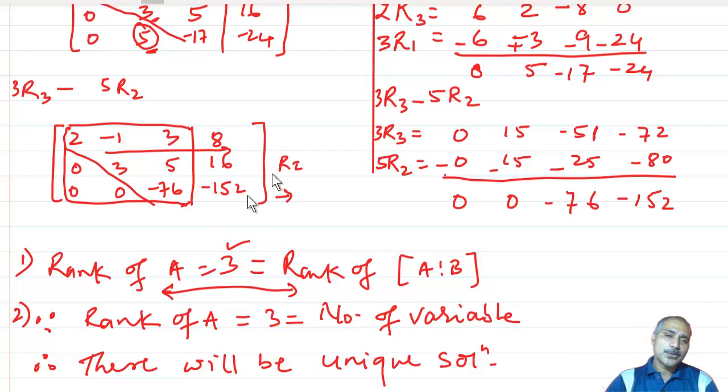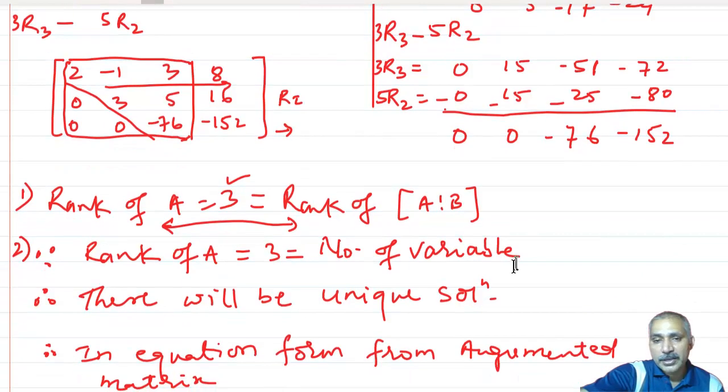Now when it comes to 0 row, as I have already told you, a row is said to be a 0 row if all the elements of that row are 0. If any one of them is non-zero, then we say that row is a non-zero row. So here all the 3 rows for the augmented matrix are also non-zero. That means rank of A and augmented matrix both are same.